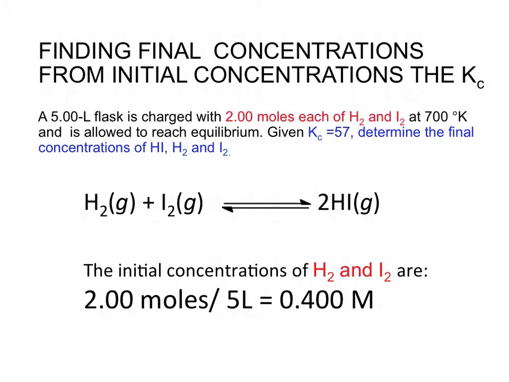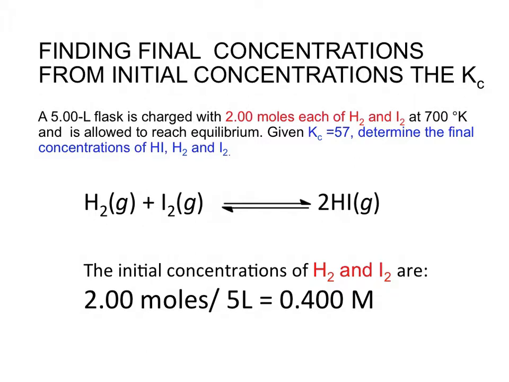Another kind of equilibrium calculation problem that we'll encounter is to find the equilibrium concentrations given the value for Kc. So here's an example of that type of problem. Here we have the same reaction, where we're going to react H2 with I2 to give HI, but instead of being given the concentrations, we're told that in a 5-liter flask we have 2 moles each of H2 and I2, and we have no HI at this point. And we're given the equilibrium constant at a different temperature, which in this case is 57.